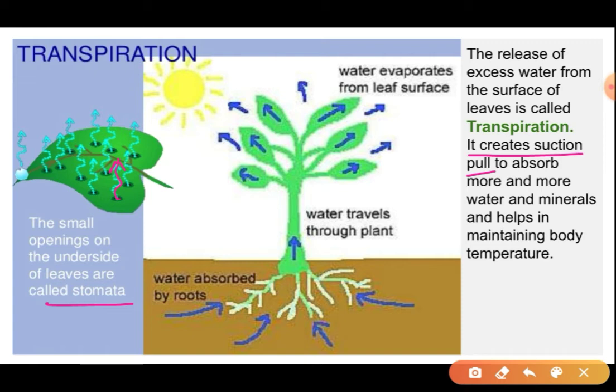Similarly, when the water is evaporated from the surface of leaves, the leaves become deficient in water, and to fulfill this deficiency, water needs to be pulled up, and this creates the suction pull, due to which more and more water is pulled up, and along with water more and more minerals are pulled up. These minerals are required for the growth of plants. Then this transpiration also helps in maintaining the body temperature of plants.